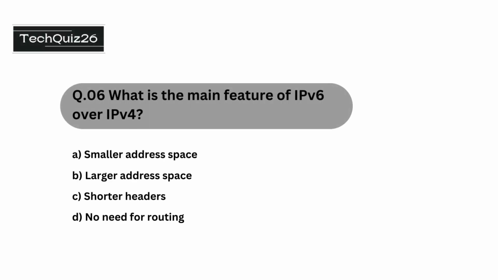Question number 6 is, what is the main feature of IPv6 over IPv4? The options are smaller address space, larger address space, shorter headers, no need for routing. The correct option is larger address space.